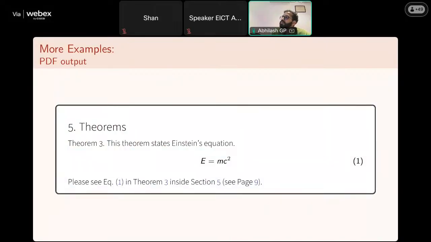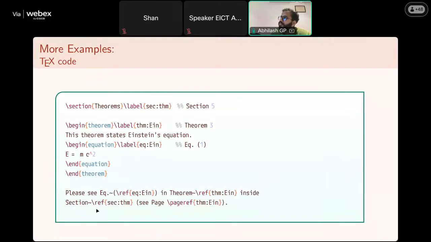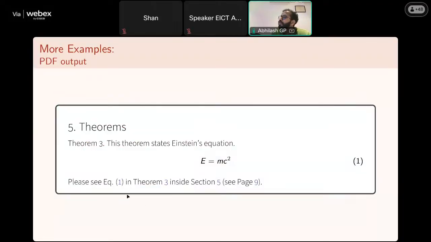Example, here you can see section 5, theorems, then theorem 3, then the theorem statement, then the equation E equals mc squared, and that is Einstein's equation, then the equation number. So when we add slash ref like this, please see equation something in theorem inside section like that. We can go to equation 1, theorem 3, section 5, and page 9 also.